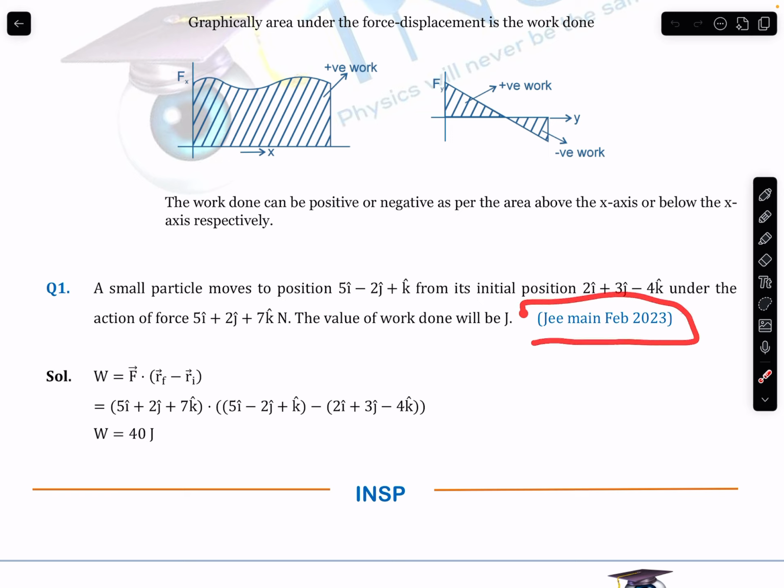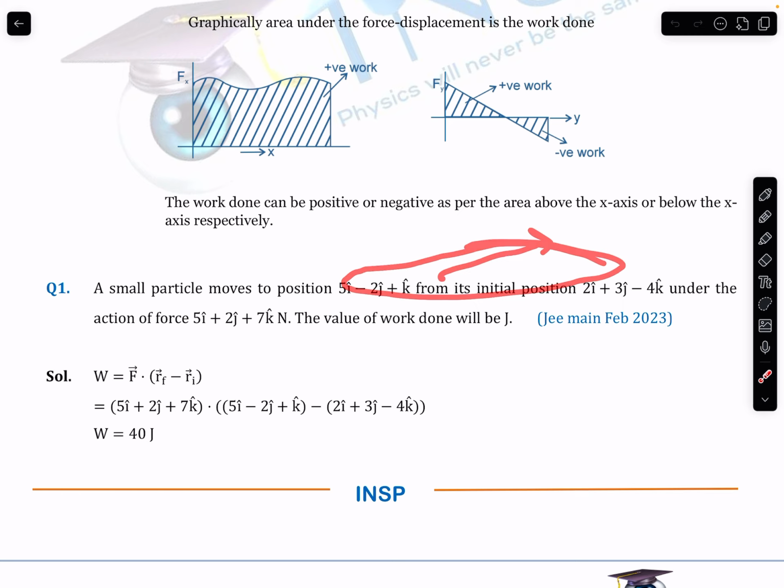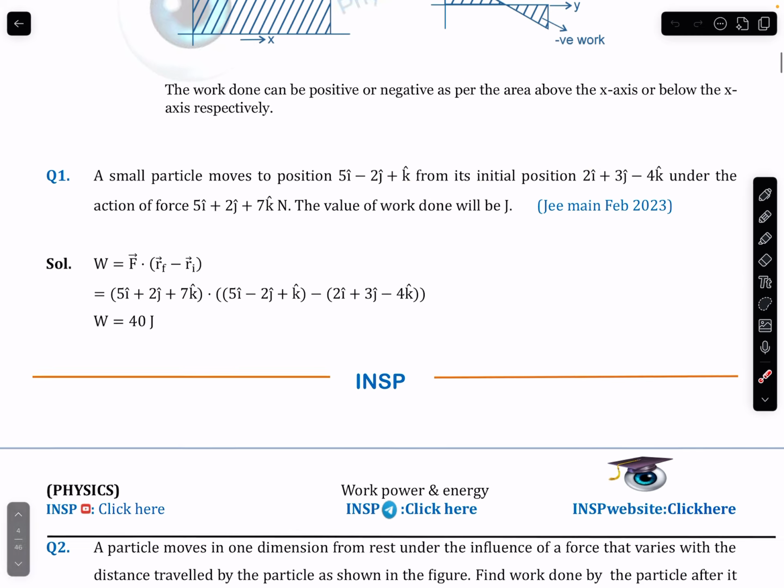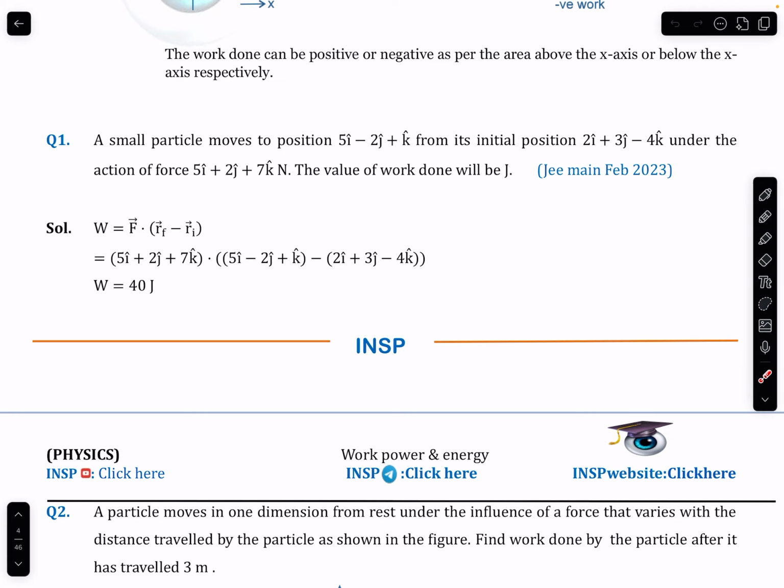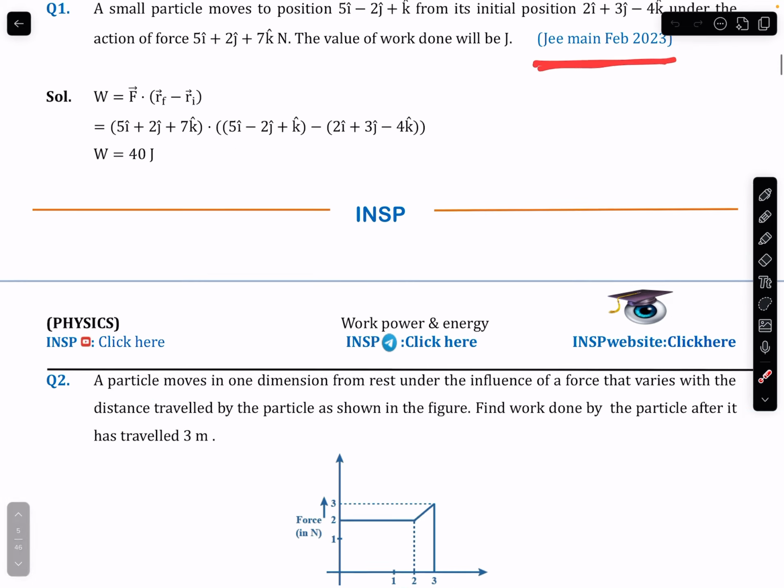JEE Mains Feb 2023. The question is: a small particle moves to a position, given from its initial r initial to r final, under the action of a force. This force is given, and they are asking for the value. So r2 minus r1 will become the displacement, and then we need to take the dot product, and directly we can get it. Such an easy question, and it came in Mains 2023.